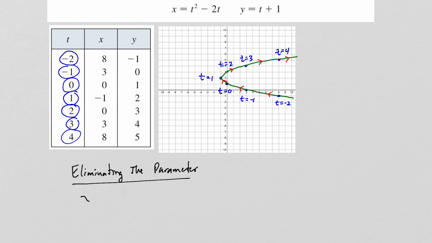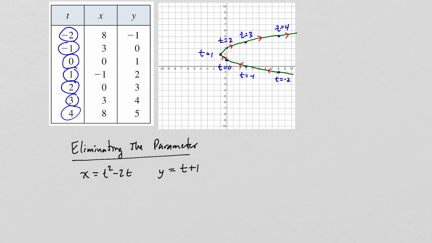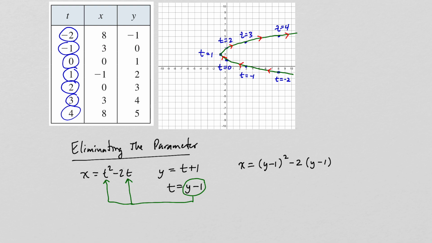So let's notice that if x is equal to t squared minus 2t and y is equal to t plus 1, in the second equation, we can easily solve for t by subtracting 1 from both sides. In doing so, we get t equals y minus 1. And then from there, we could take this expression and substitute it in for t in the first equation. Doing so gives us x is equal to (y minus 1) squared minus 2 times (y minus 1).